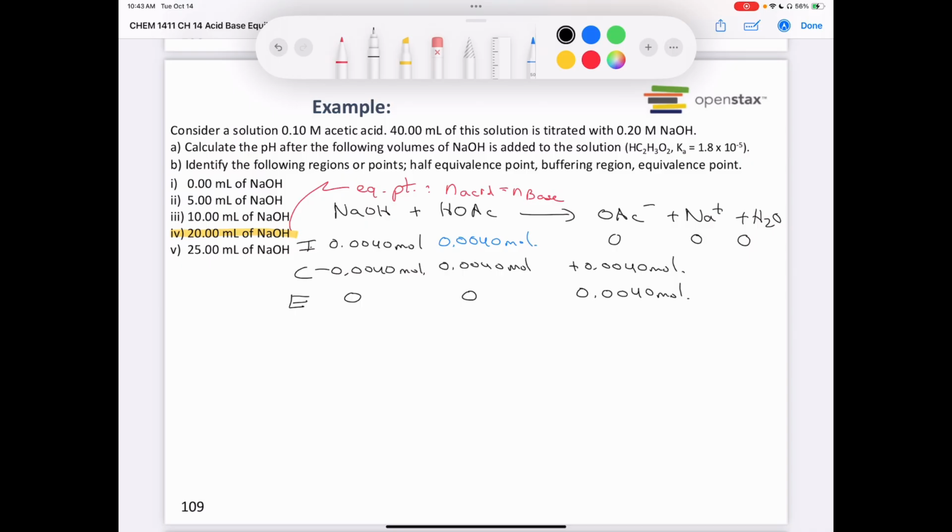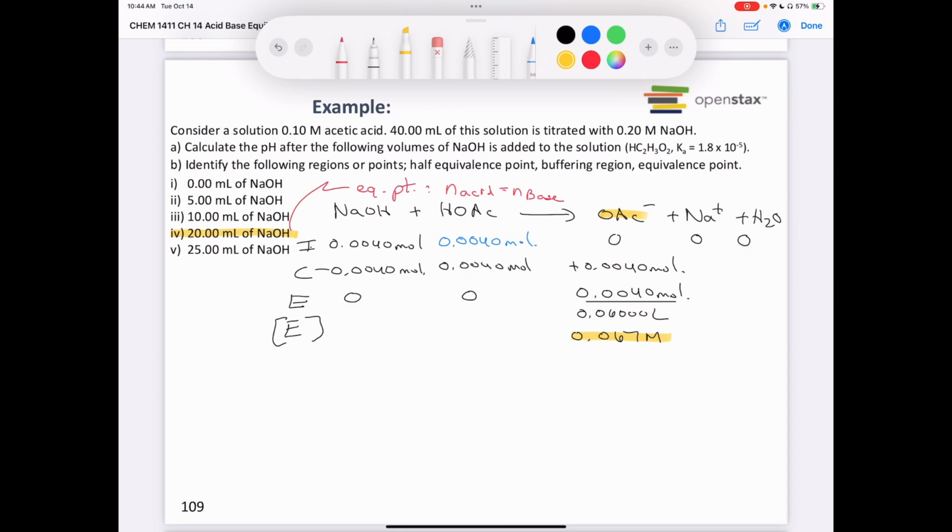So now we need to figure out the concentration of our acetate ion. And so we're going to divide that by the total volume, which is 20 mils plus 40 mils, so that's 60 milliliters. So we're going to divide by 0.06000 liters, and we end up with an equilibrium concentration, which is going to be equal to 0.067 molar. So that is our equilibrium concentration of our acetate ion.